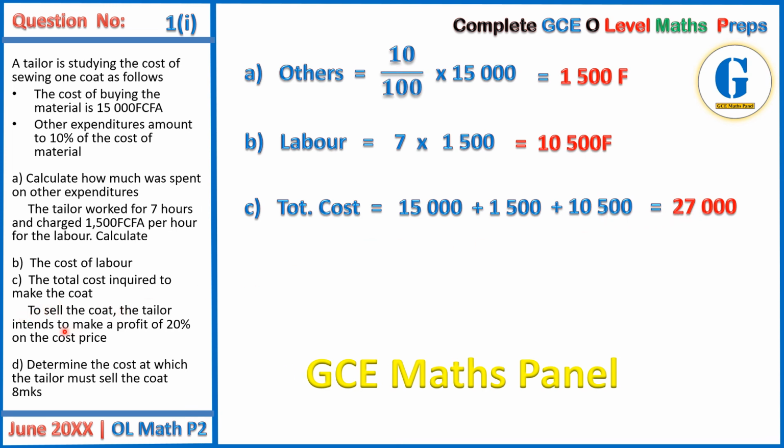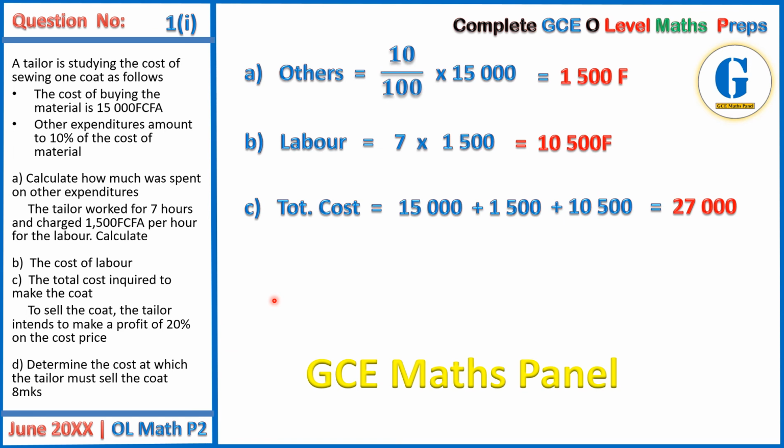This paragraph introduces the last part. To sell the coat, the tailor intends to make a profit of 20% on the cost price. So this is the total cost price, 27,000. The tailor wants to make a profit of 20%. So we have to determine the price at which the tailor must sell the coat.